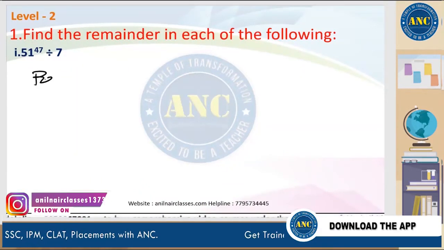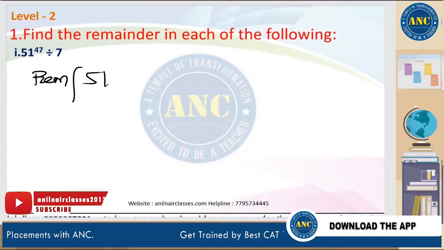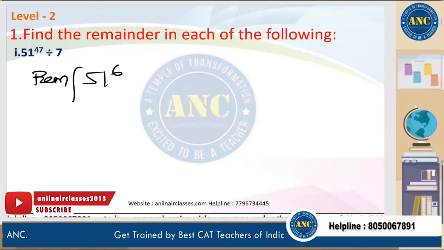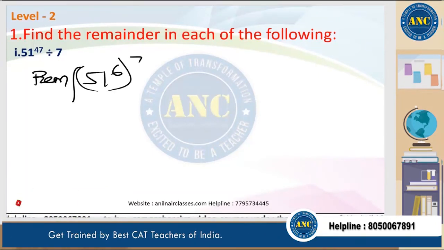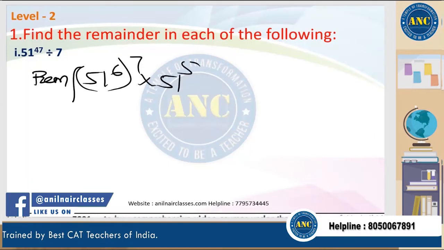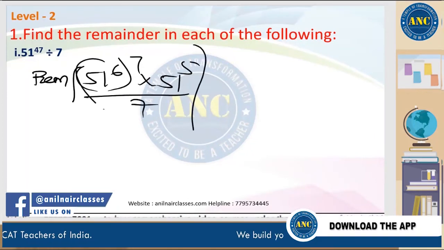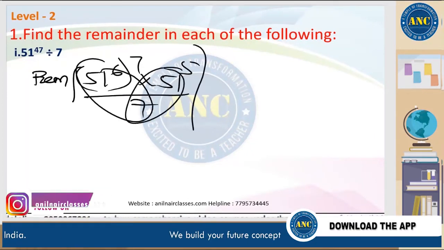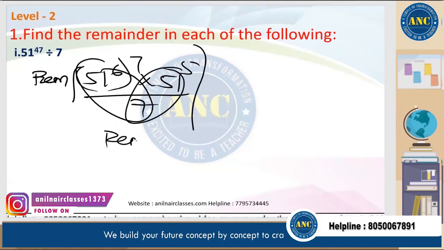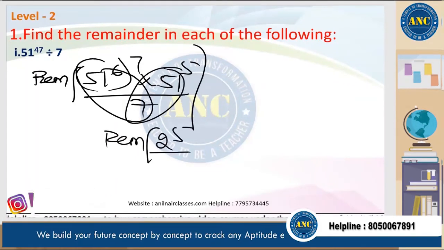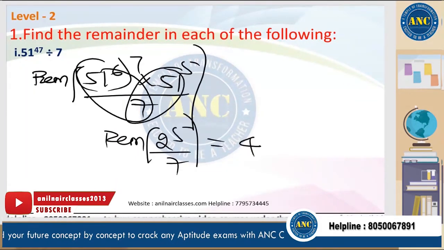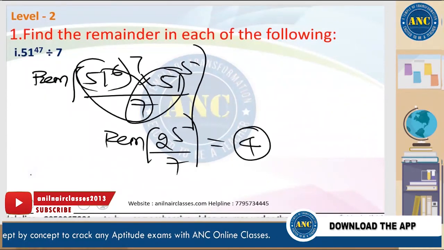I think this is a practice question for you. 51 power 47. 51 is 6 sevens are 42, so 51 power 5 divided by 7. Let us not waste time. 7 sevens are 49, remainder 2. So 2 power 5 divided by 7. 32 by 7. 7 fours are 28, remainder 4.